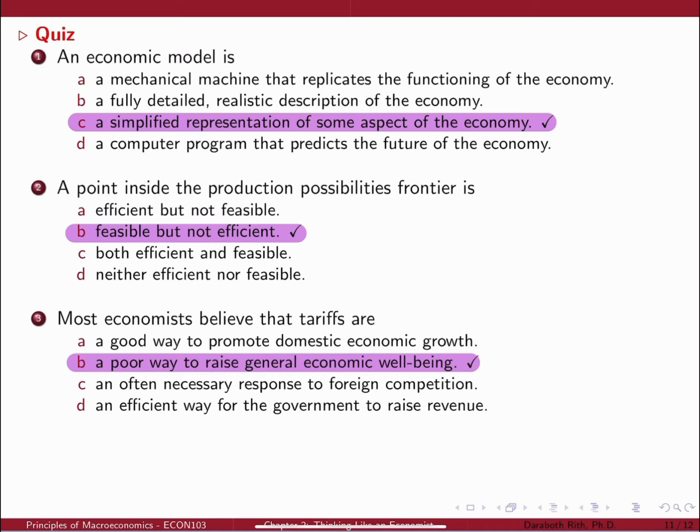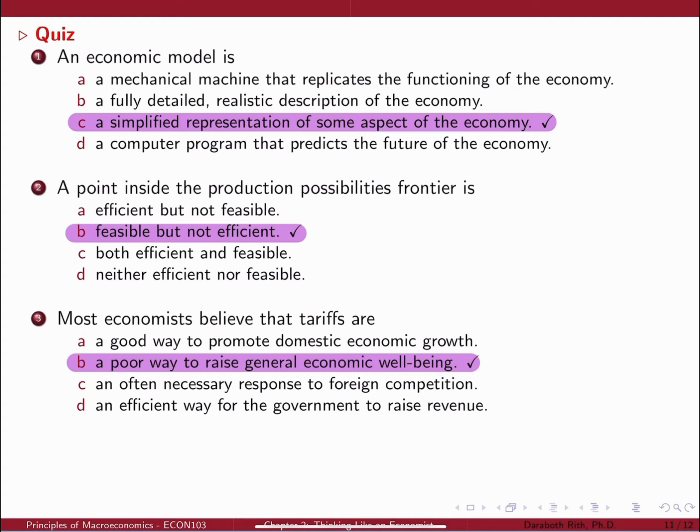Now let us take the quiz. Question number 1. An economic model is what? As discussed earlier, economists in the subject field of economics try to address issues by making appropriate assumptions and building simplified models to understand the world around them. So here the answer is C. An economic model is a simplified representation of some aspect of the economy.